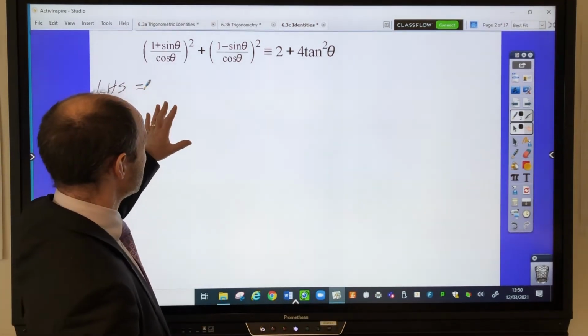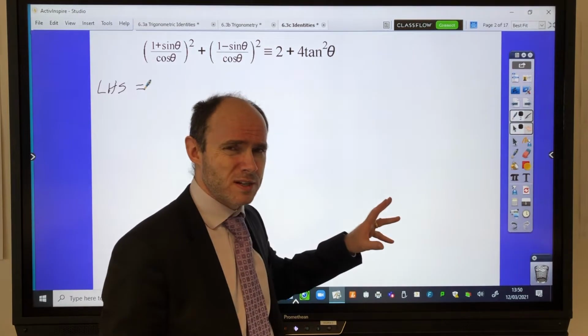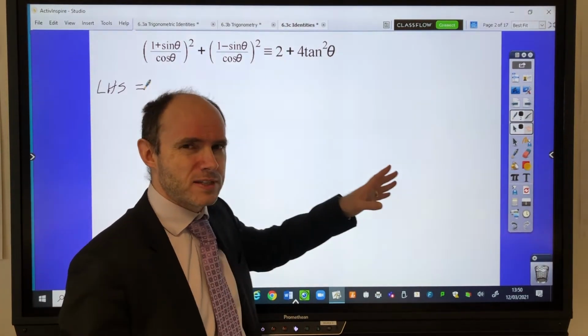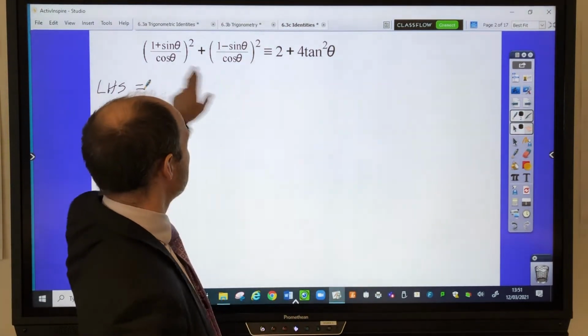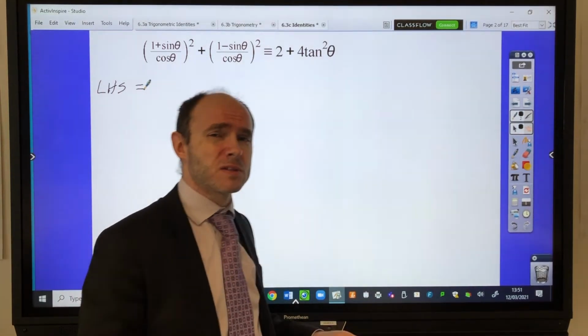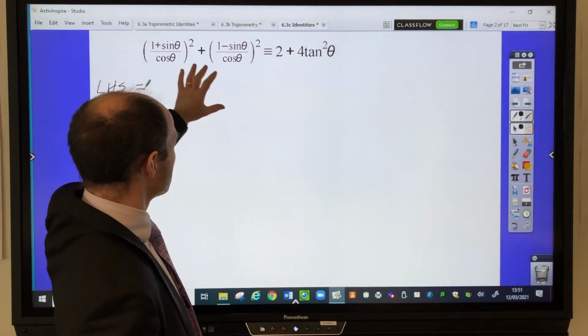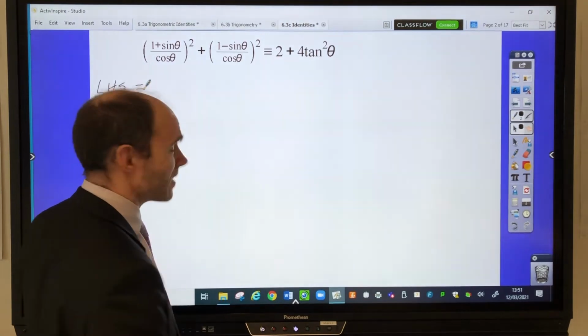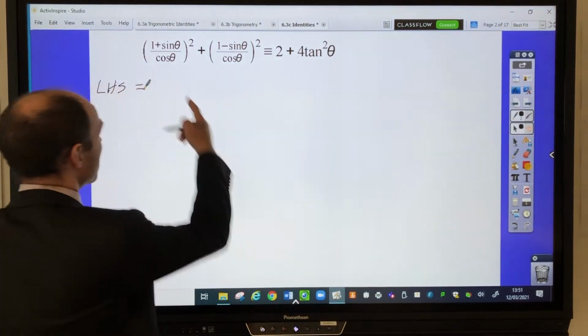Now, we'll start with the left-hand side. Because I'm not sure how much work this is going to take, I'm not going to just rewrite the left-hand side again. I'm going to assume that you're happy for it to be that, and I'm just going for my first line of working. What I'm going to do is expand the brackets. That might seem like a sensible place to begin. I'm going to expand the brackets.